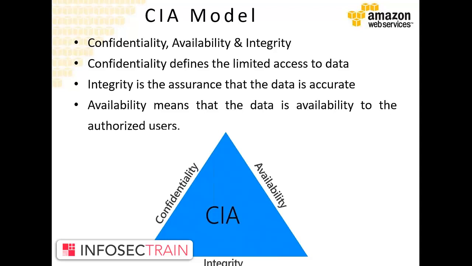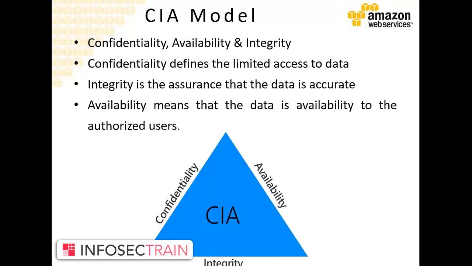The next factor is integrity. For example, if I am sending a mail to you, and somebody in between takes that mail, modifies it, and forwards it to you, that means the information you are getting from that email is no longer reliable or accurate.